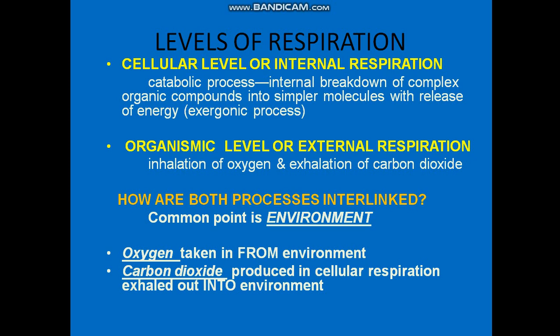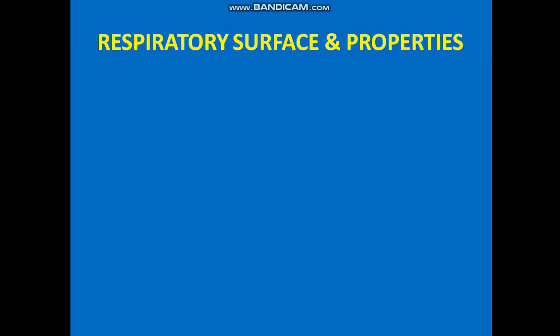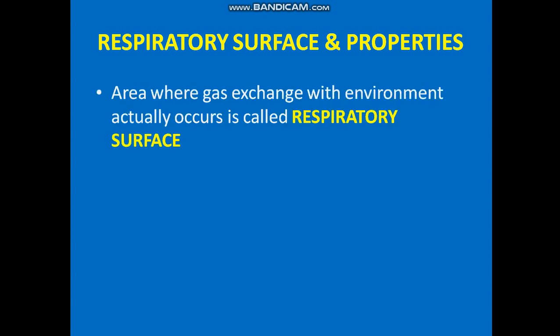Next article is properties of respiratory surface. How do we define a respiratory surface? Area where gas exchange with the environment actually occurs. It is called respiratory surface. For example, skin of invertebrates like earthworm, gills of fishes, and lungs of higher animals.